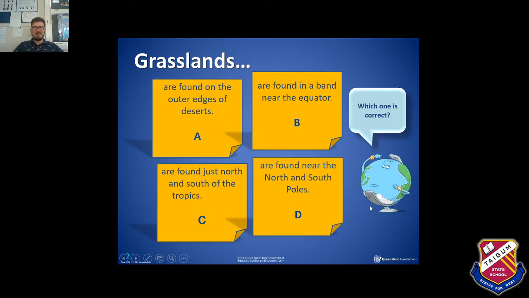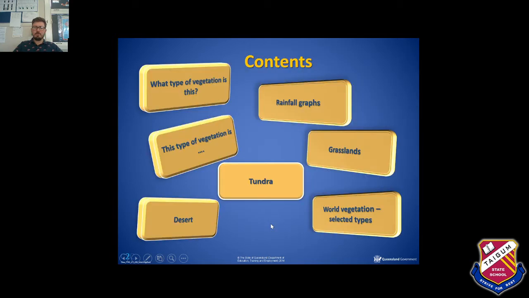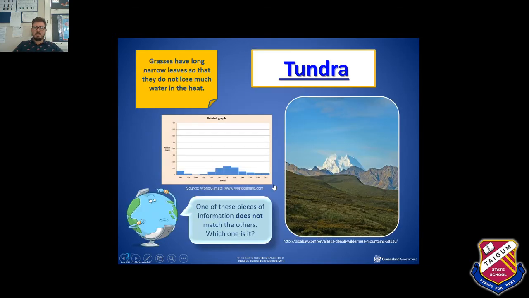Grasslands. A, are found on the outer edges of deserts. B, are found in a band near the equator. C, are found just north and south of the tropics. Or D, are found near the north and south poles. Which one is correct? The answer is A.